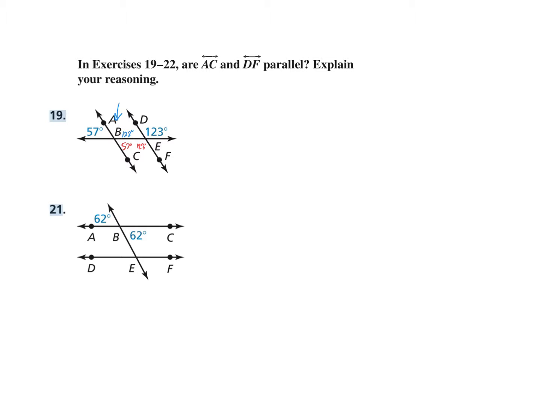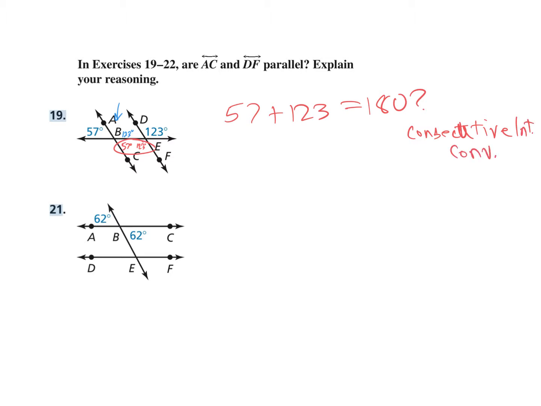Now we have consecutive interior angles there. So is 57 plus 123 equal to 180? If it is, then yes, by the consecutive interior angles converse theorem. Is that true? Well, yeah, 57 and 123 is 180. So yes, by the consecutive interior angles converse theorem, the two lines are parallel. So you do have to do a little work. All right, now let's move on.